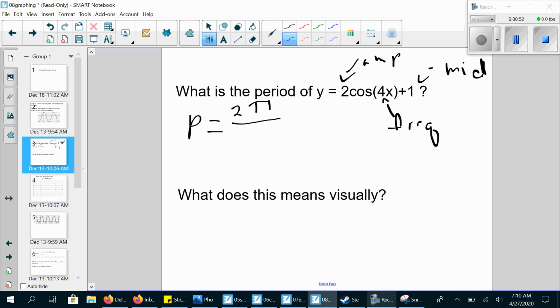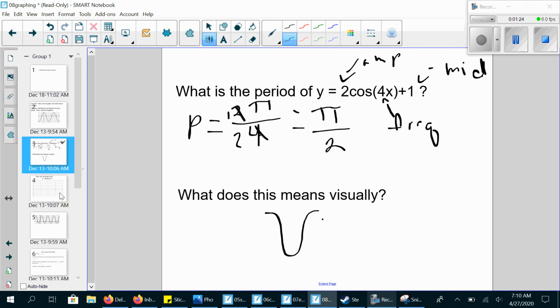And we've got a frequency of 4, so the period is going to be 2 pi over 4. 2 and 4 have a common factor of 2, so we can simplify that and get that the period is pi over 2. What does that mean visually? Well, on our graph, it means that one cycle of our pattern is going to take us from 0 to pi over 2.